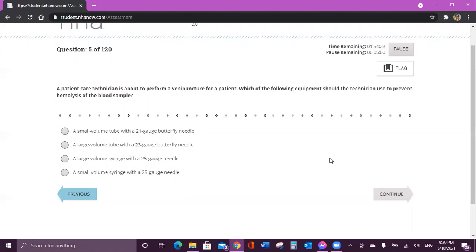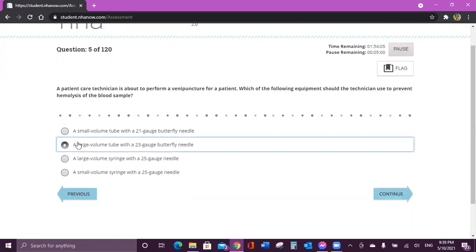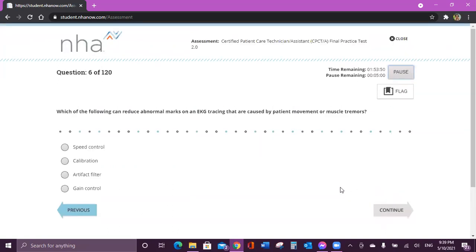A patient care technician is about to perform a venipuncture for a patient. Which of the following equipment should the technician use to prevent hemolysis? La 23, porque si es muy chiquita va a chocar. Por eso yo digo que la 23, porque la 23 es el size que mayormente utilizamos. La 21 es aún más. Es más chiquita, recuerda, no, es mediana. Y está diciendo smaller volume. Yeah.